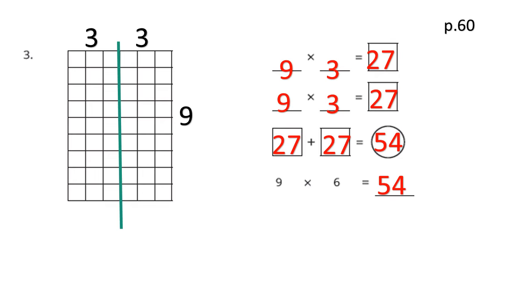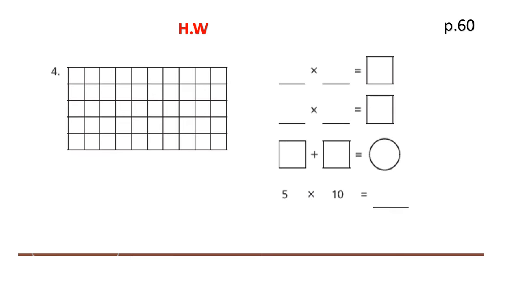Then, if you need to break one of the numbers into smaller parts to make it easier to multiply, this is the meaning of the distributive property. So the distributive property means we distribute or share the multiplication to both parts, then we add the answers. One for you to do at home: number 4 is homework for you.